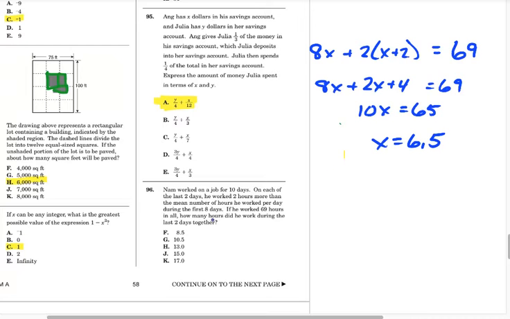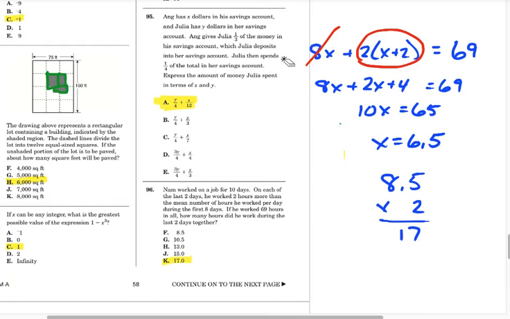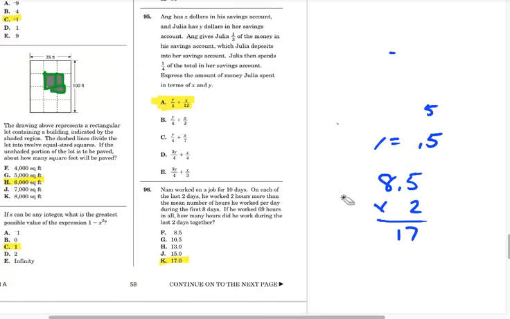The last 2 days together. The last 2 days are this little thing here, right? So we have to do x plus 2, which is 8.5, and then times 2, which is 17. Okay. Right, so we have to put the x right back in here, not here. Okay? That's how we got our final answer.